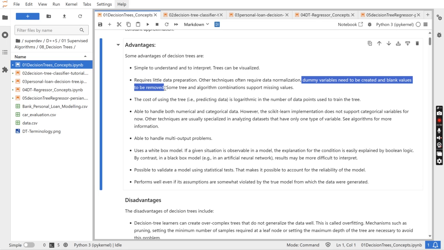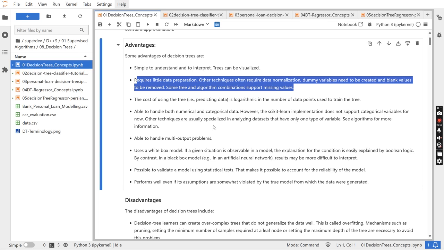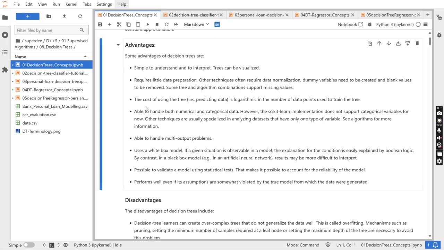Decision trees can work without you doing proper feature engineering. Simply, if it finds a missing value, it will take the missing value as a decision split, so that way it can make the decision. And some tree and algorithm combinations like random forest or XGBoost can support missing values also. This way it doesn't require a lot of feature engineering. You can go ahead and use the existing data.